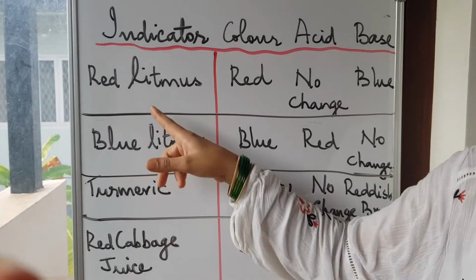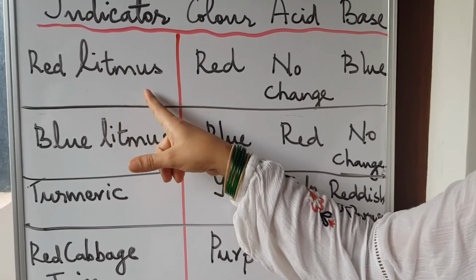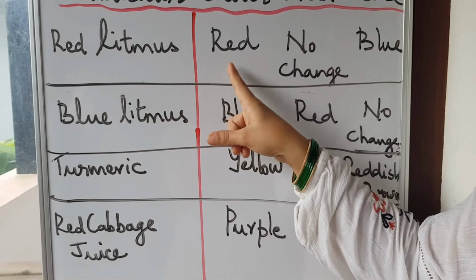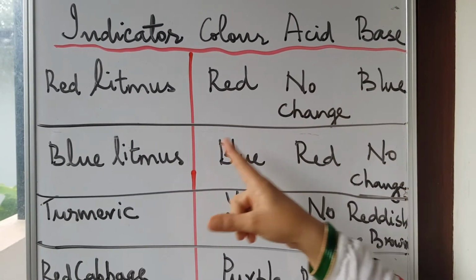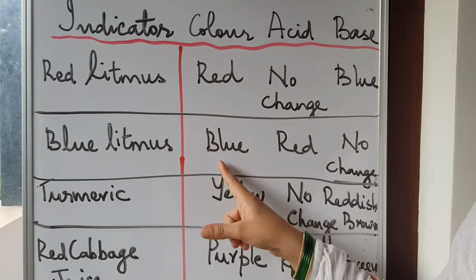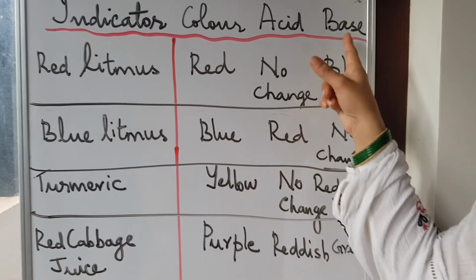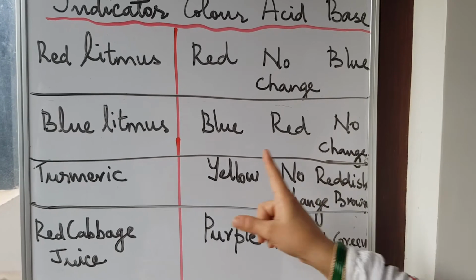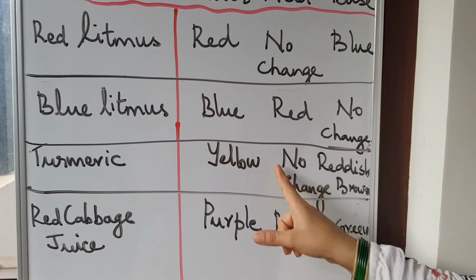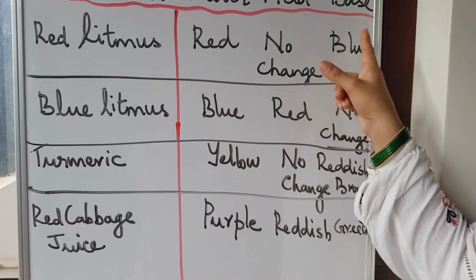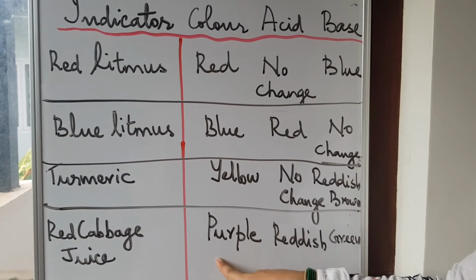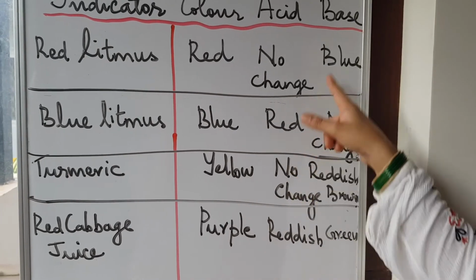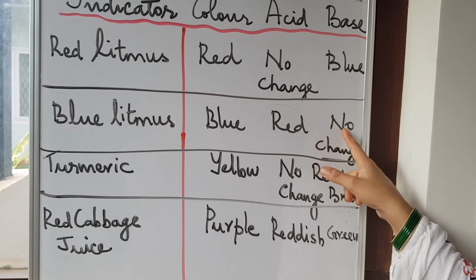We discussed the indicators. Red litmus paper has an original color red; in acid there is no change, in base it turns blue. Blue litmus paper, the original color is blue, in acid it turns red, in base there is no color change. Turmeric, the color is yellow, in acid it remains yellow, there is no change, and in base it turns reddish brown. Red cabbage juice, the original color is purple, in acid it turns reddish in color and in base it turns green in color.